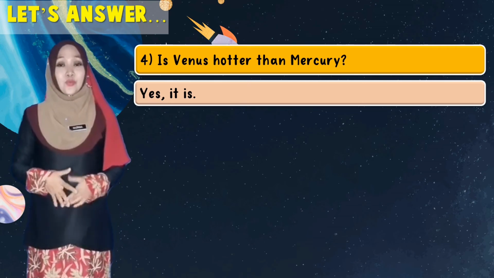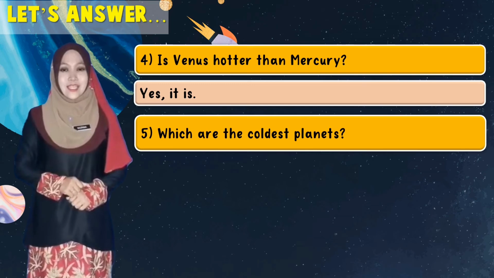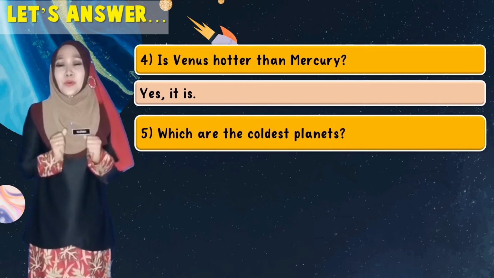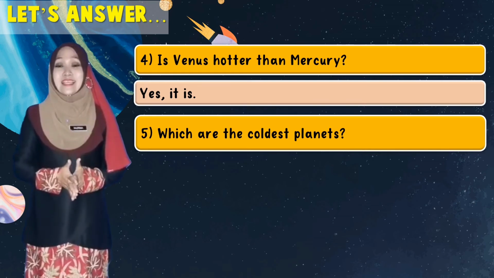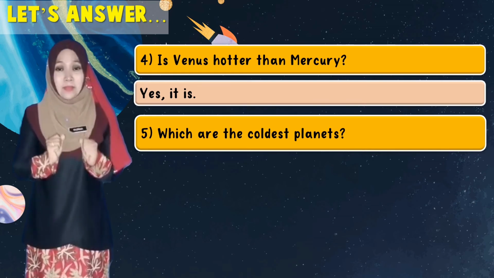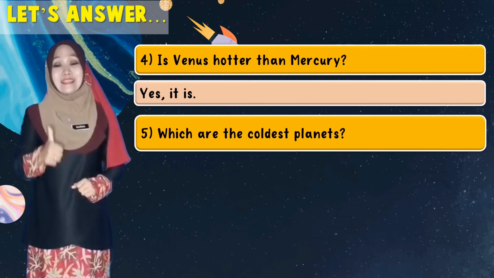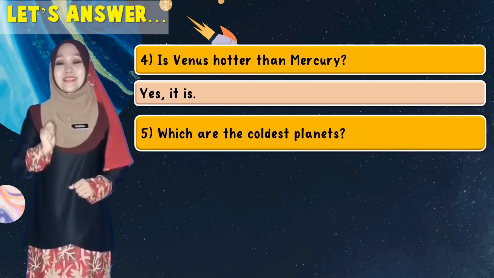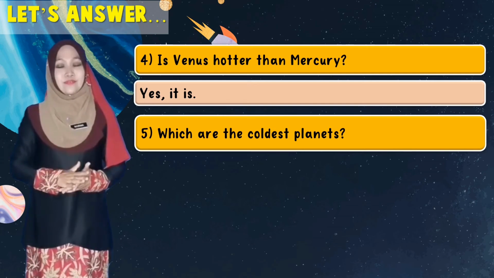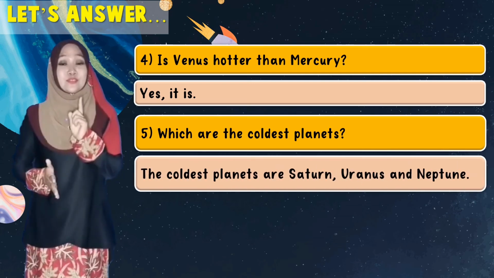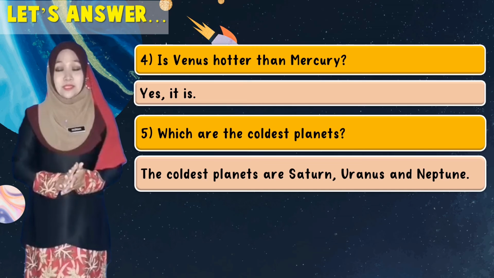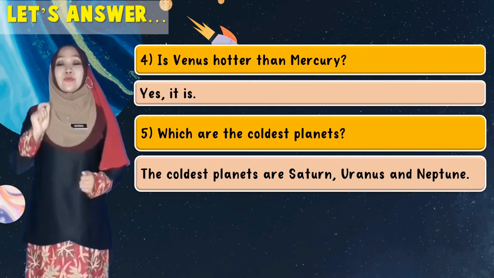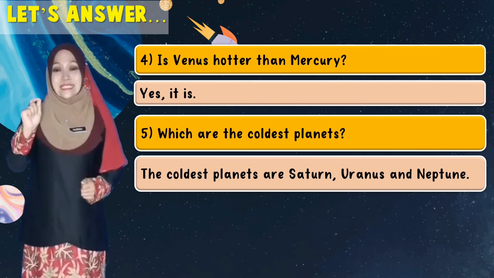Next question. Question number 5. Which are the coldest planets? The answer is the coldest planets are Saturn, Uranus, and Neptune. Again, remember to start writing your sentence or your answer with capital letter. So here we write capital T.